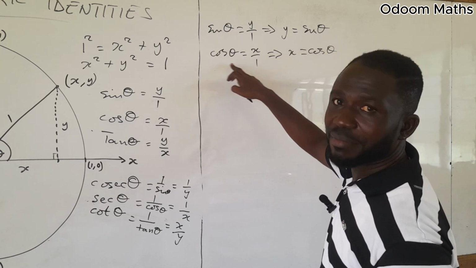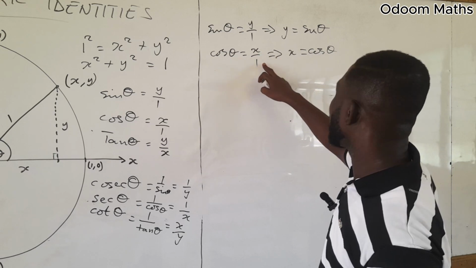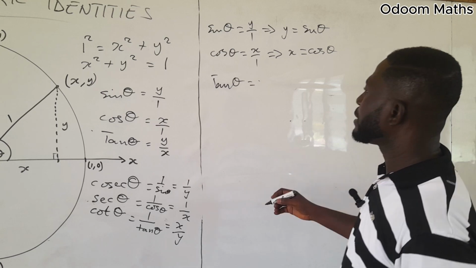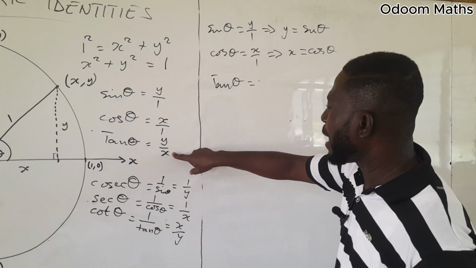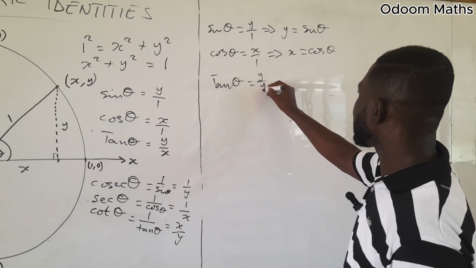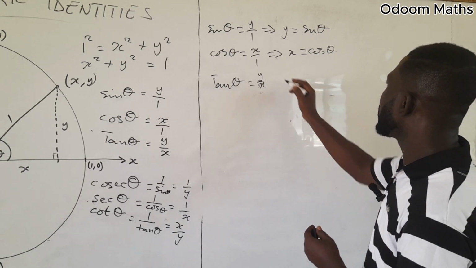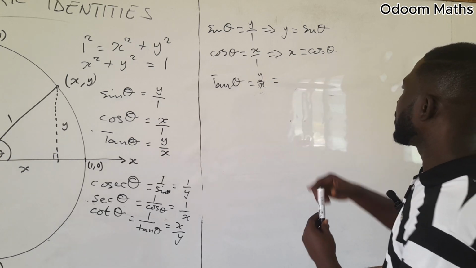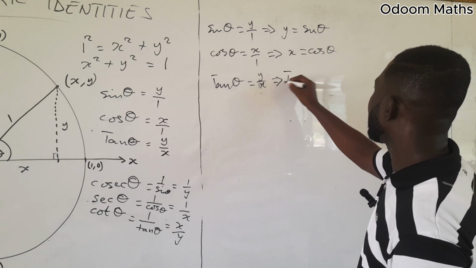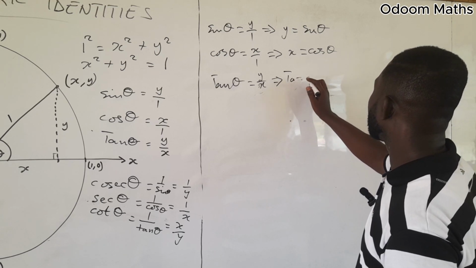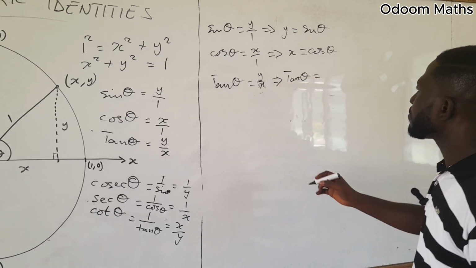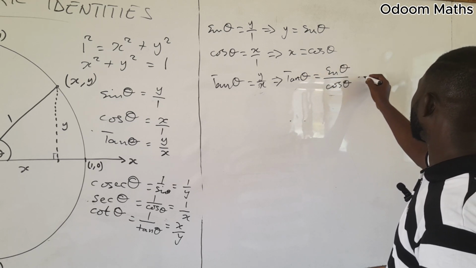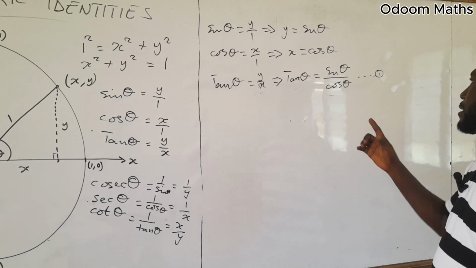That is when you multiply both sides by 1 or you divide x by 1, you are going to get x to be equal to cos theta. Then that's of tan theta. Tan theta, here we have y over x. But we know that y is sin theta and x is cos theta. So in this case, tan theta becomes sin theta over cos theta, and this is our first identity number 1.